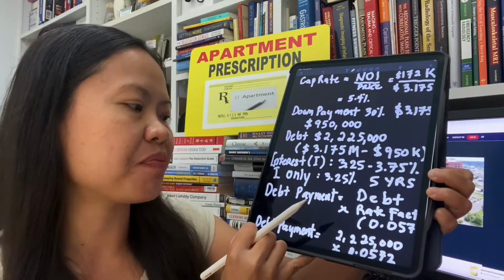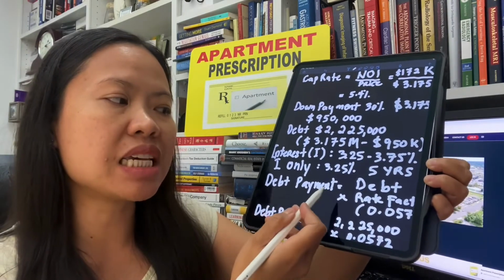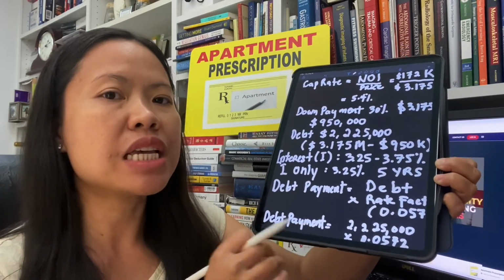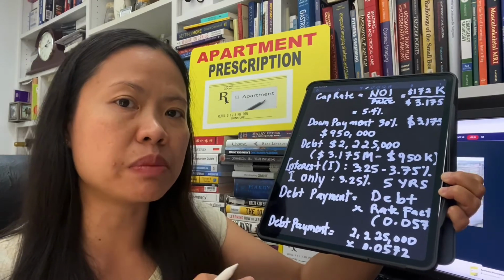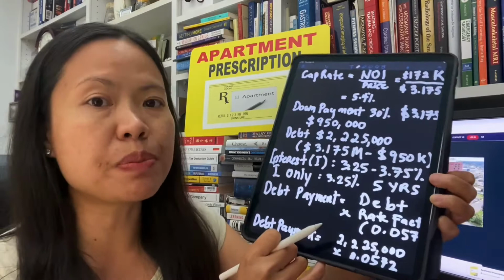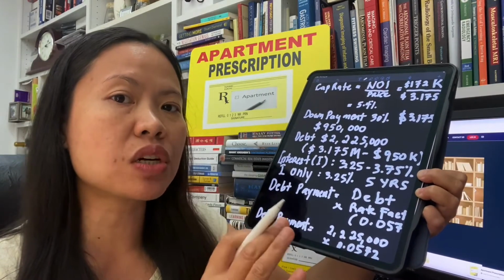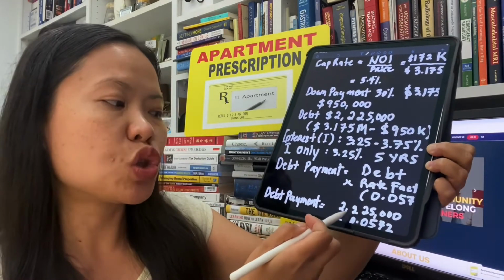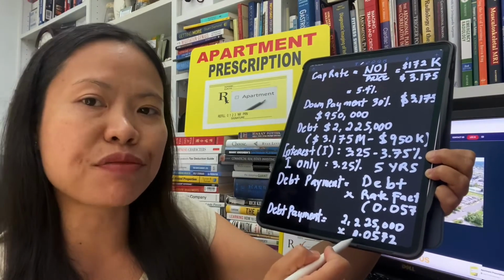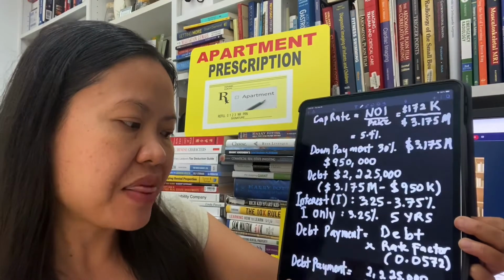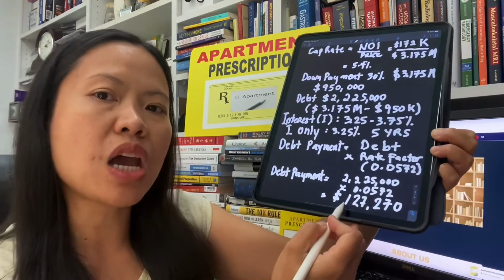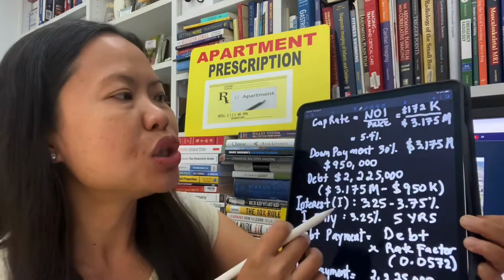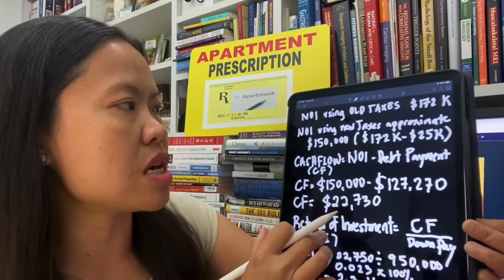3.25% interest-only payment. So for the debt payment, the formula is debt times the rate factor of 0.057. The rate factor is not only the interest, but they also consider the principal. This varies, the principal and interest, but we'd like to use the rate factor, which is a constant of 0.057. So in this case, the debt payment is $2.25 million, which is our debt, times the rate factor of 0.0572. That gives us a debt payment of $127,270. Again, the debt payment is $127,270 that we have to pay every year.